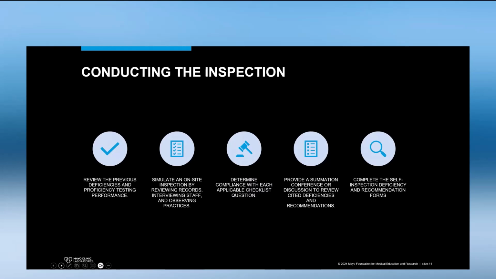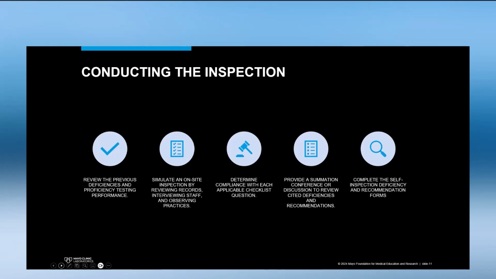So our inspection team is going to review those previous deficiencies that were provided by the audit coordinators. They're going to simulate an on-site inspection as much as possible. They're going to review records, interview staff, observe the lab practices, and determine the compliance to the applicable checklist questions. They're going to provide a summation at the end of the inspection to the lab to make sure you discuss any findings and recommendations so you can make sure everybody's on that same page. Questions can be answered before the inspection team leaves the area.